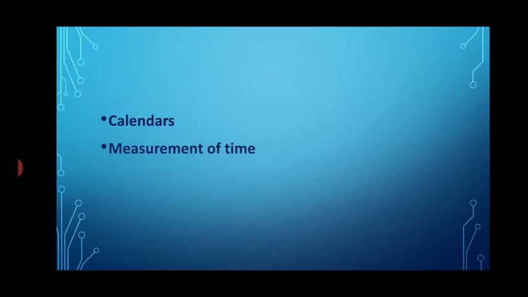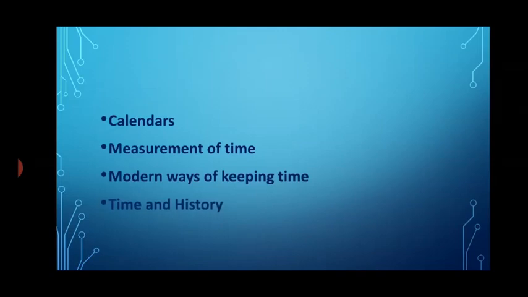Next is measurement of time. We also learned about measurement of time. In olden times, how people used to measure time by using water clock, hourglass and sundial. And we also saw the modern ways of keeping time. Like nowadays we are using watches. We are also using digital watches. Okay. And we also learn about time and history. Okay. So how they are connected to each other.